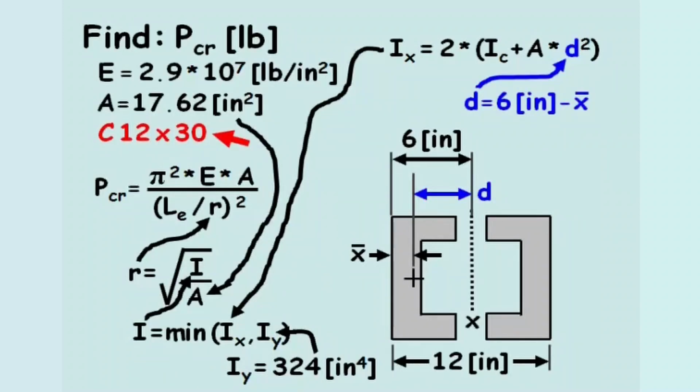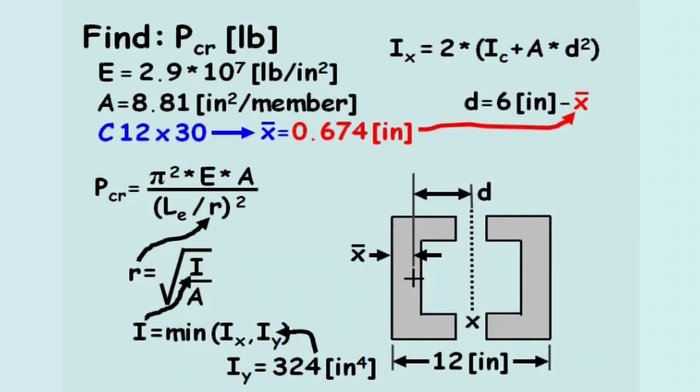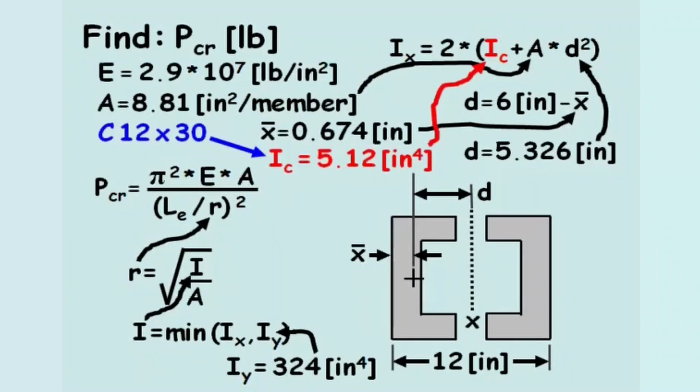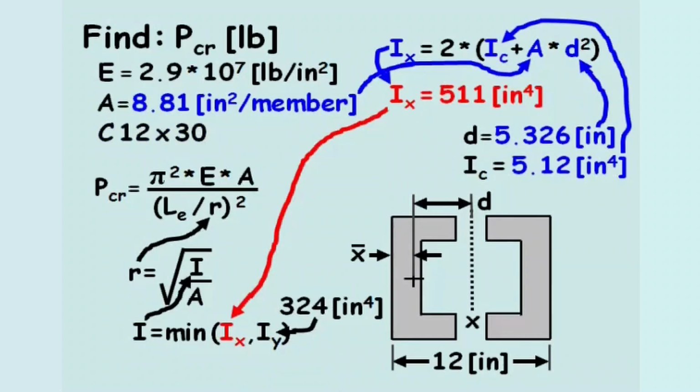Knowing the member ID, we can look up x bar, which equals 0.674 inches, which makes D equal to 5.326 inches. We already know the cross-sectional area of one member equals 8.81 inches squared. And we can also look up the centroidal area moment of inertia, IC, for member C12 by 30, which equals 5.12 inches to the fourth power. This makes the area moment of inertia about the x-axis equal to 511 inches to the fourth power.